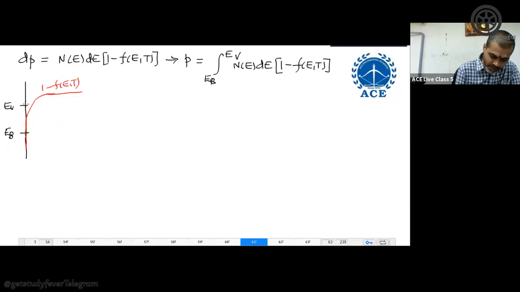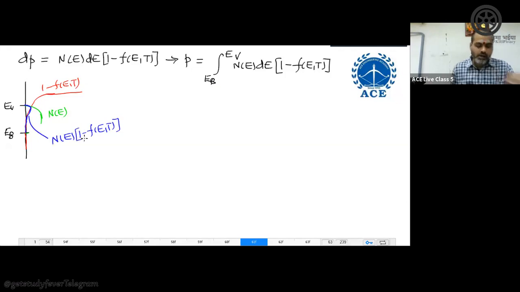What is N of e? We must draw from this. This is what N of e is going to be. Am I correct? Now, if you consider this line, blue line, what is this going to give? What this line is? N of e into 1 minus f of e comma t. And if you get the area under this curve, you can get the concentration of holes. Am I correct? The similar type of thing we have represented even in the calculation of electrons.